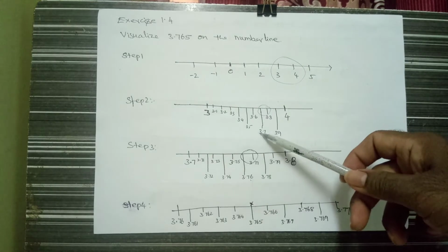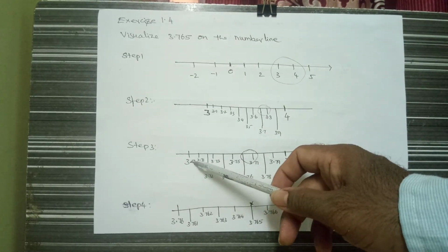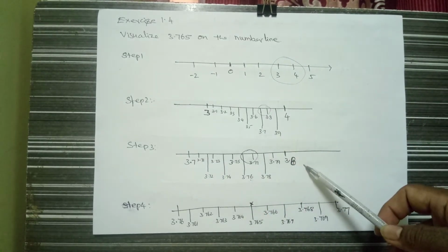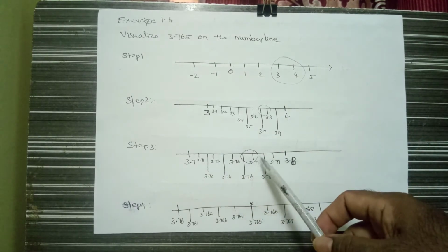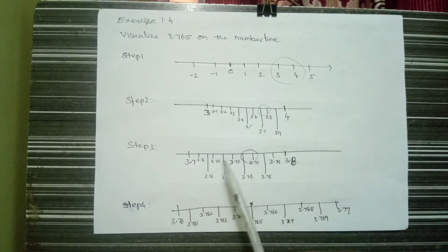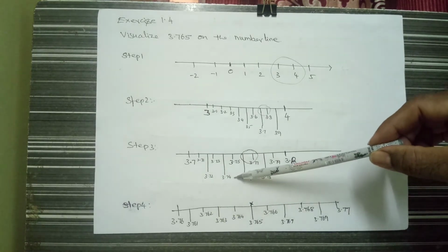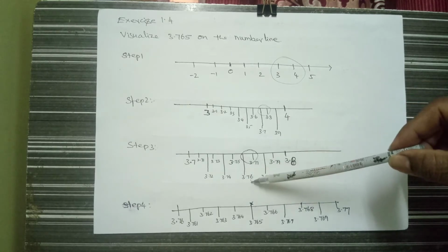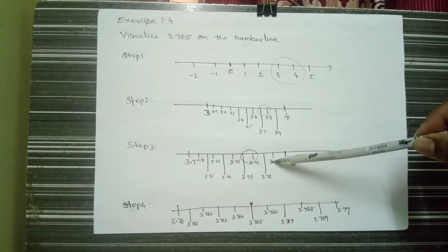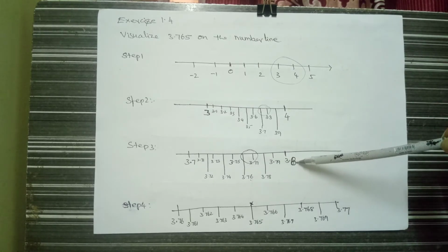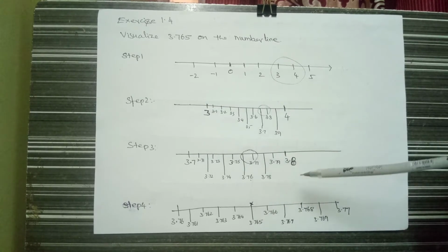Now I have to take again 3.7 starting, 3.8 ending. Again the small bit is going to be enlarged and divided into 10 points. That means 3.71, 3.72, 3.73, 3.74, 3.75, 3.76, 3.77, 3.78, 3.79 and 3.8.